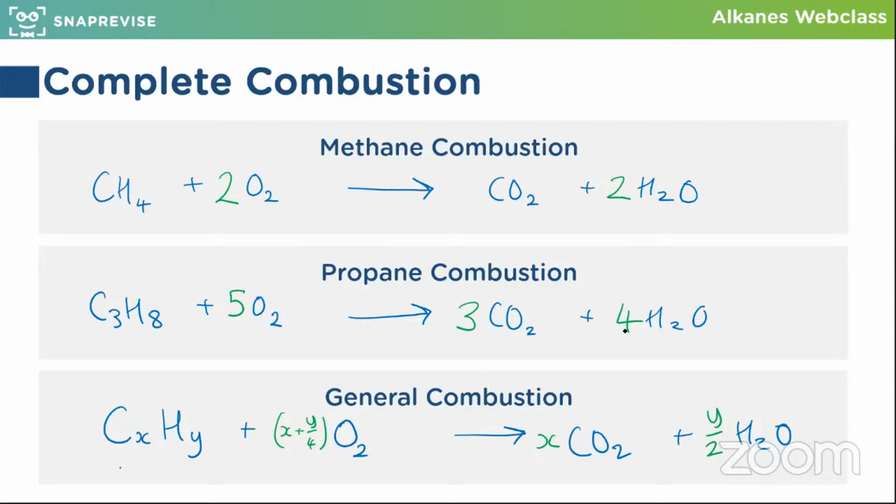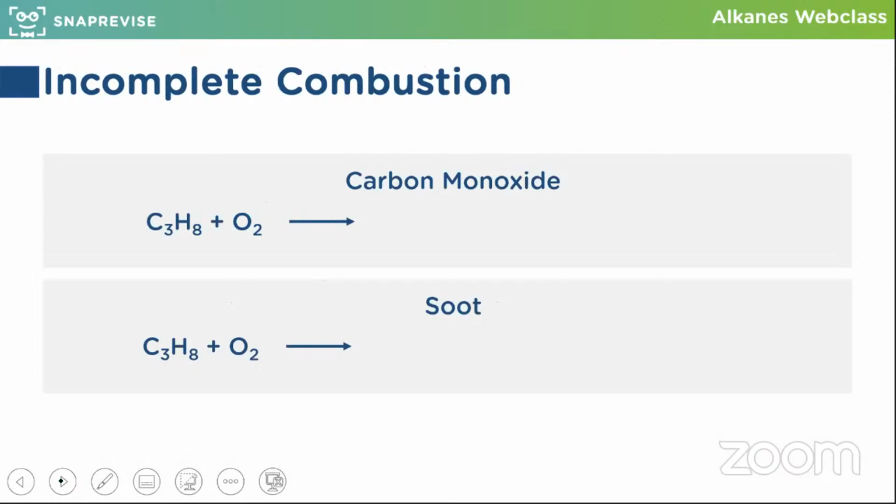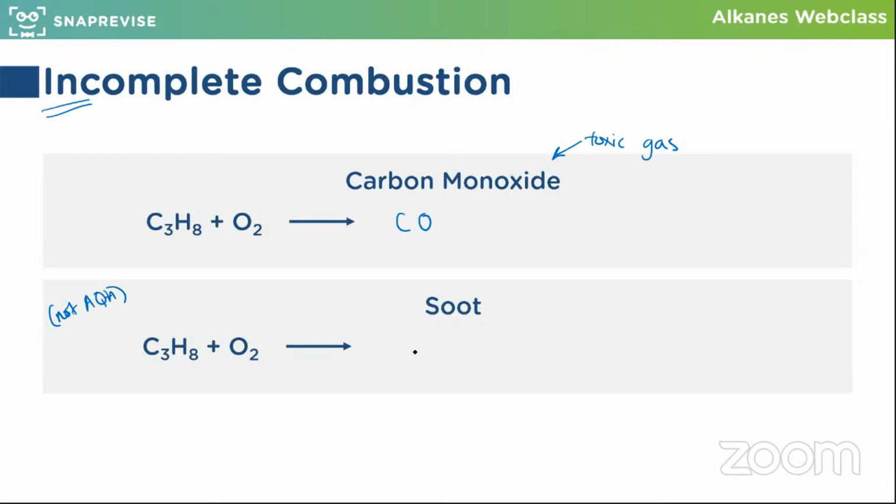Lovely. Well done, guys. Okay, so that's complete combustion. What about incomplete combustion then? What's the difference? What's produced in incomplete combustion? So this is incomplete combustion. There are 2 different things we could make. This is not AQA, by the way. We can make carbon monoxide, which is a poisonous, or we could probably say toxic gas. That's CO. And soot, which is just C.